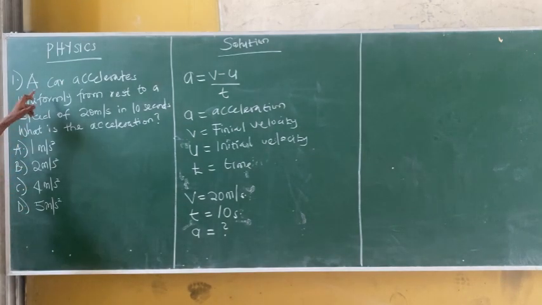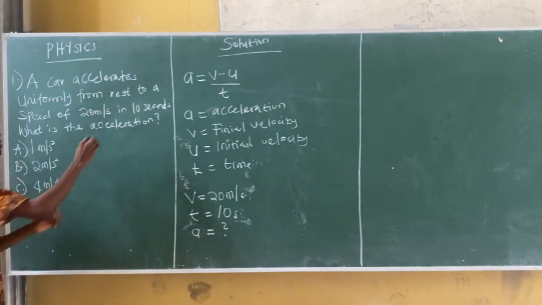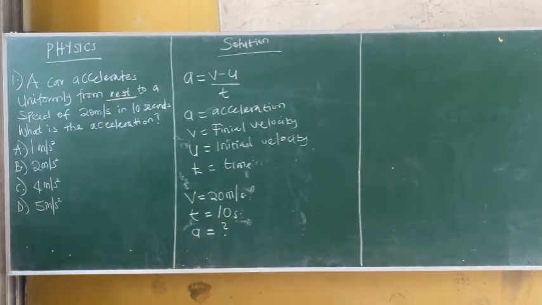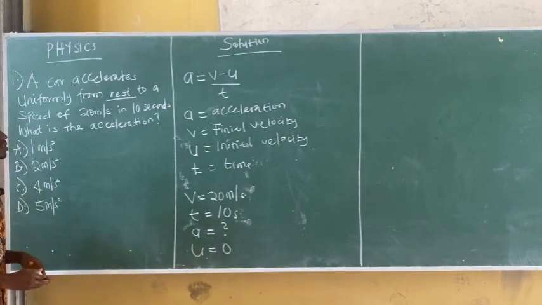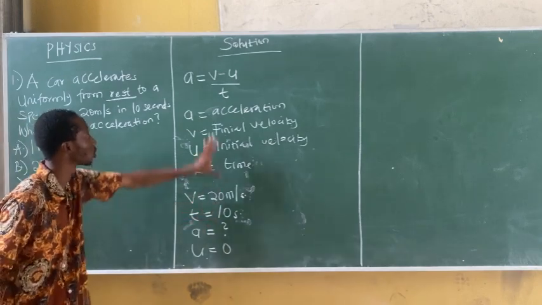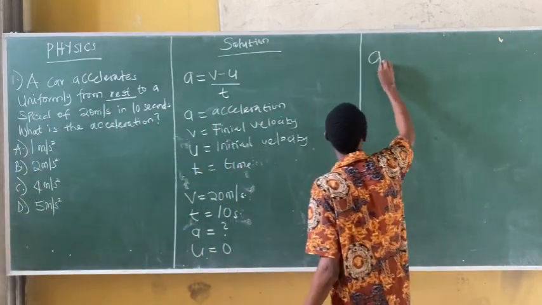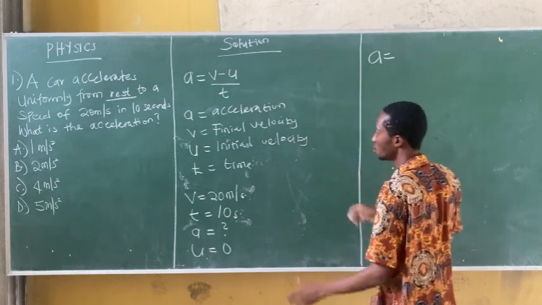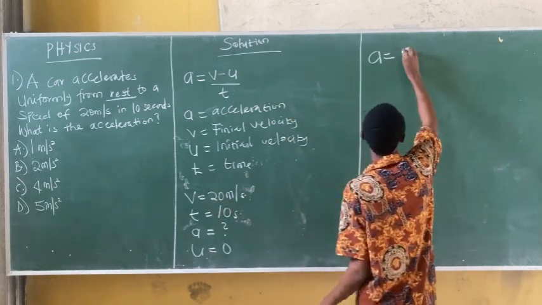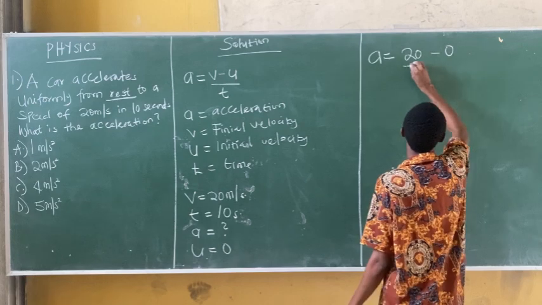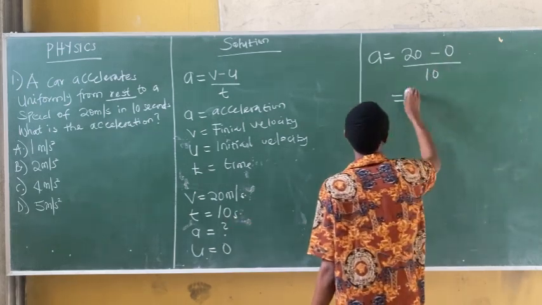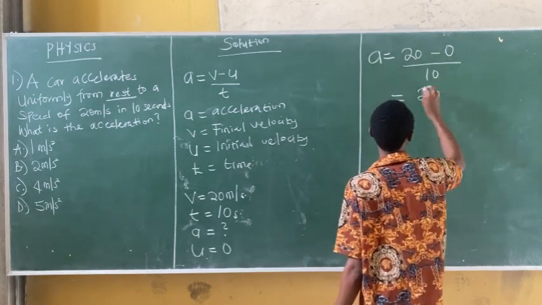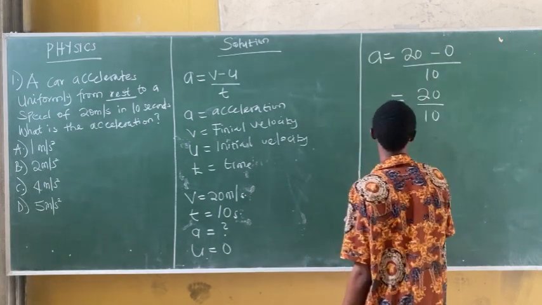But recall, it says a car accelerates uniformly from rest. Mark this word, rest. When a car accelerates uniformly from rest, it therefore means that the initial velocity U is equal to 0. Now, if we substitute these values into this equation, we have A is equal to V minus U. Instead of writing V, we replace it with 20. 20 minus 0 divided by the time, which is T, 10.